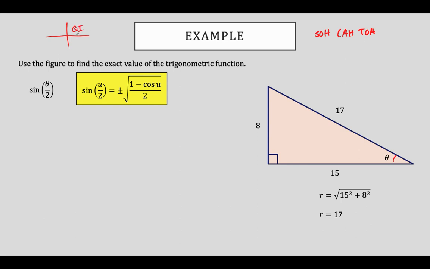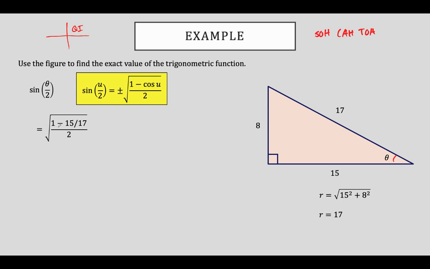And in quadrant 1, sine, cosine, tangent, all of them are going to be positive. So we know we want the positive value here. All right, so the sine of theta over 2 is equal to positive square root of (1 minus the cosine of theta, that's 15 over 17) divided by 2. Square root of (1 minus 15 over 17) divided by 2. Now we can begin to simplify.